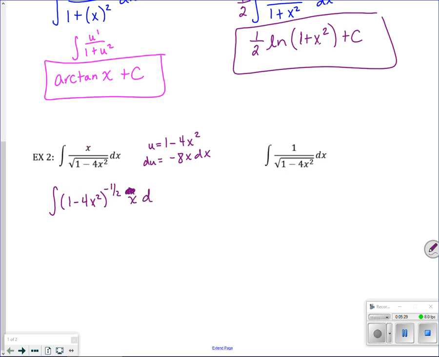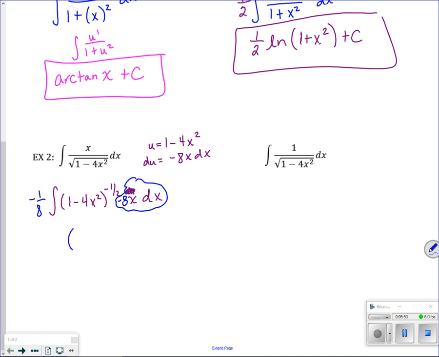I have x dx. What am I going to need? Well, I needed a negative 8. If I put in the negative 8, I have to take out the negative 8. This becomes my inner derivative. So now I can integrate the outer function, which is to the power of negative 1/2.